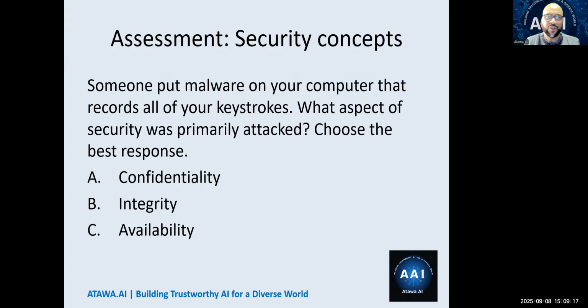So simple question. Someone put malware on your computer that records all of your keystrokes. What aspect of security was primarily attacked? So choose the best response. So how you analyze it is what someone's going to see that they were not supposed to see. That means the answer should be A, right?